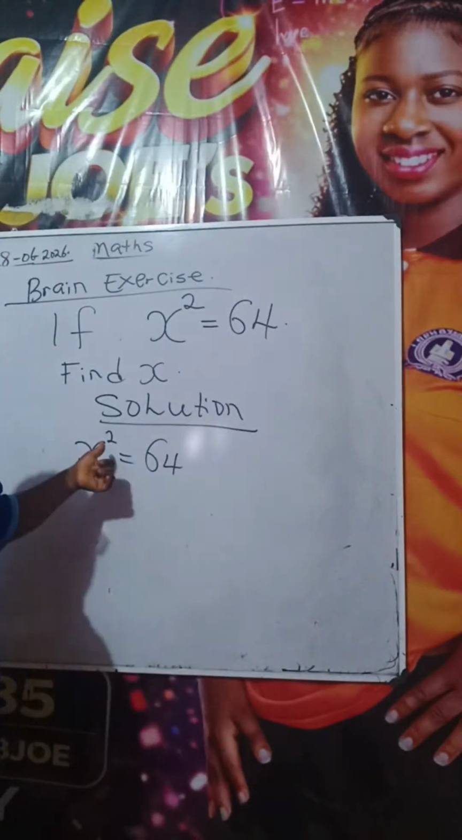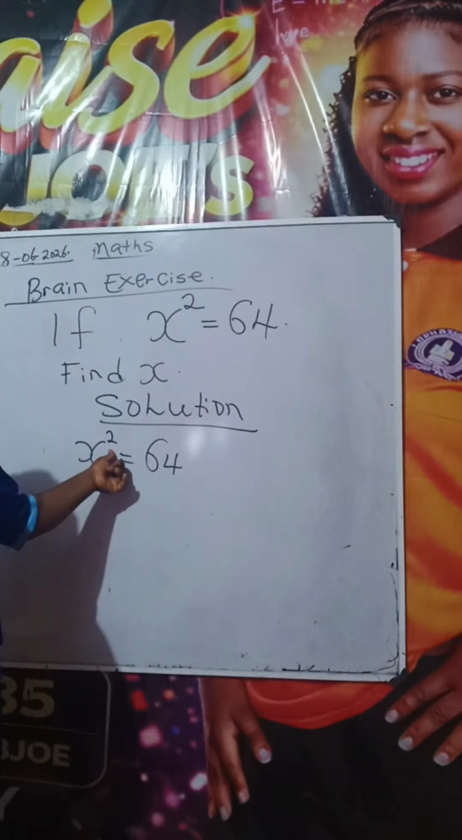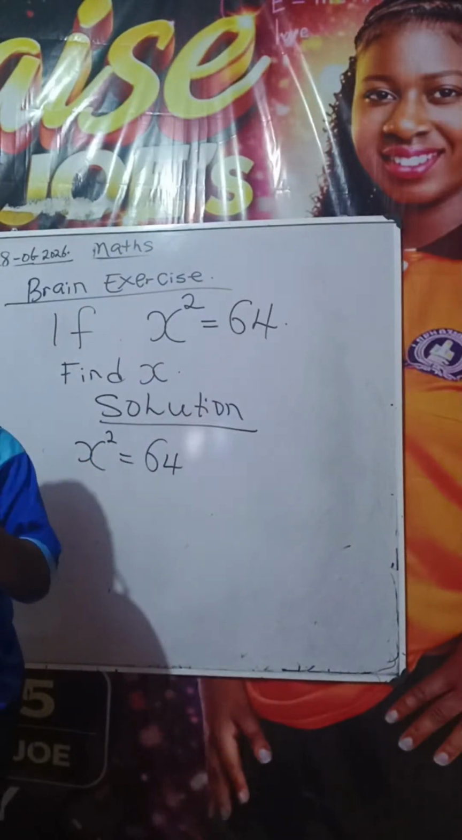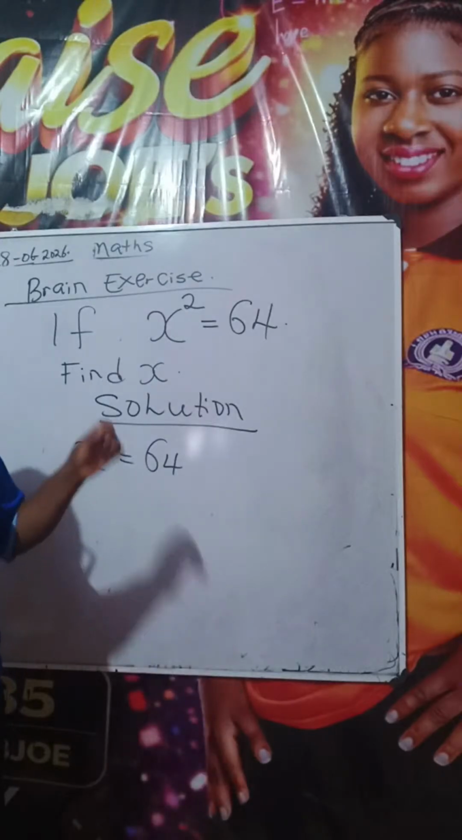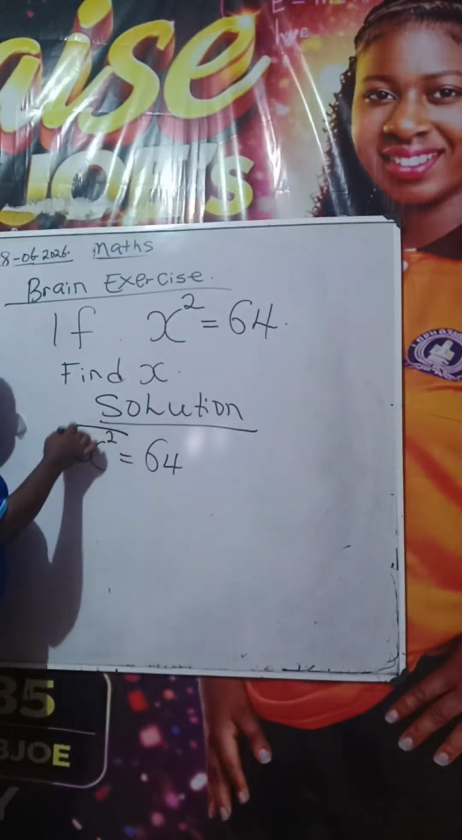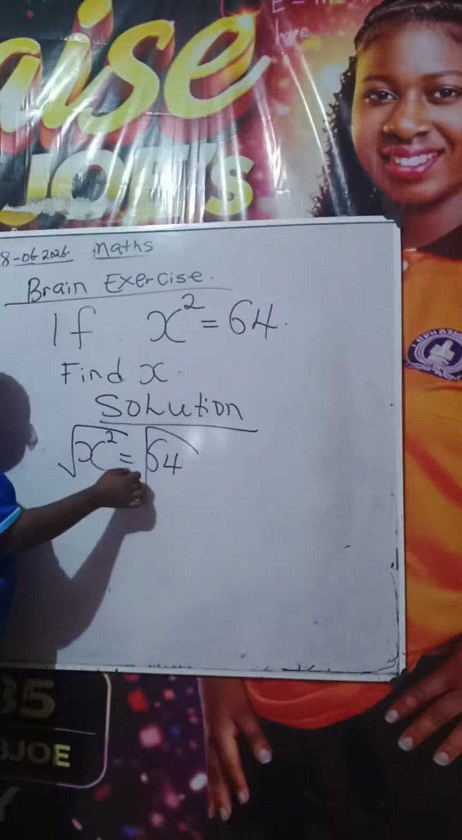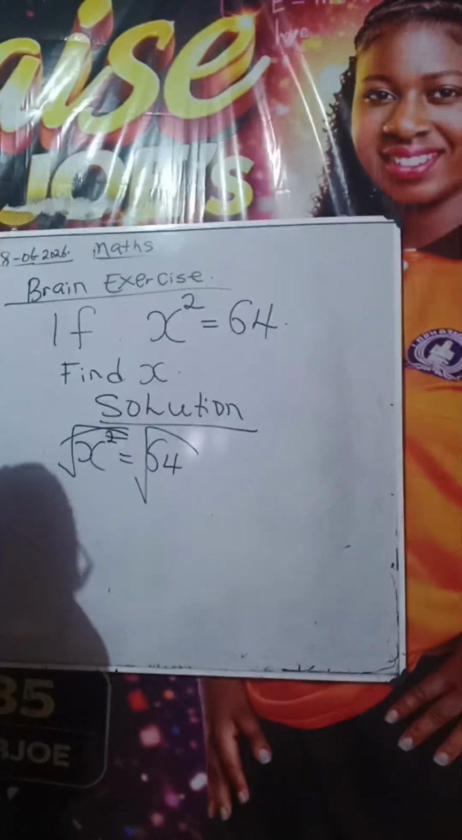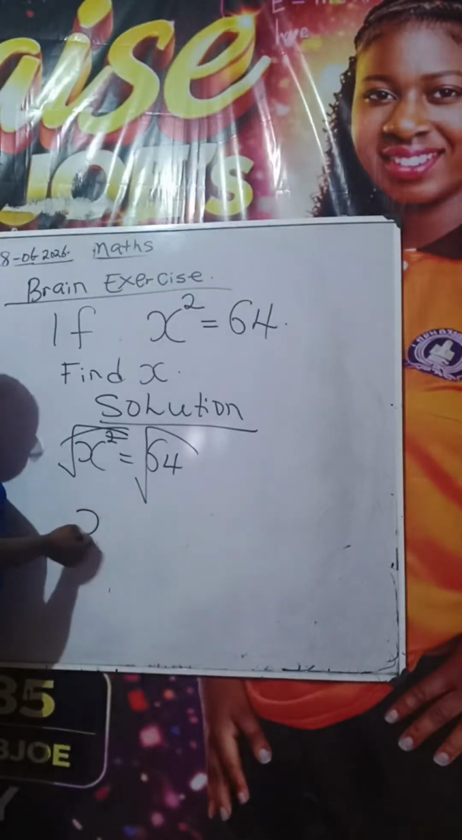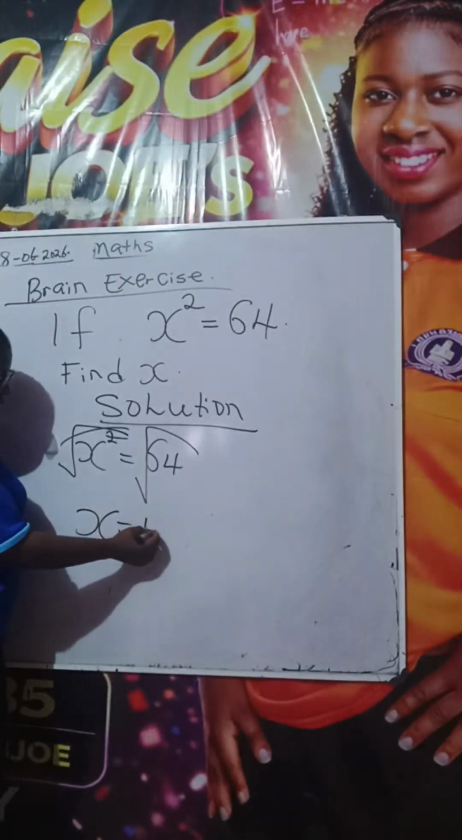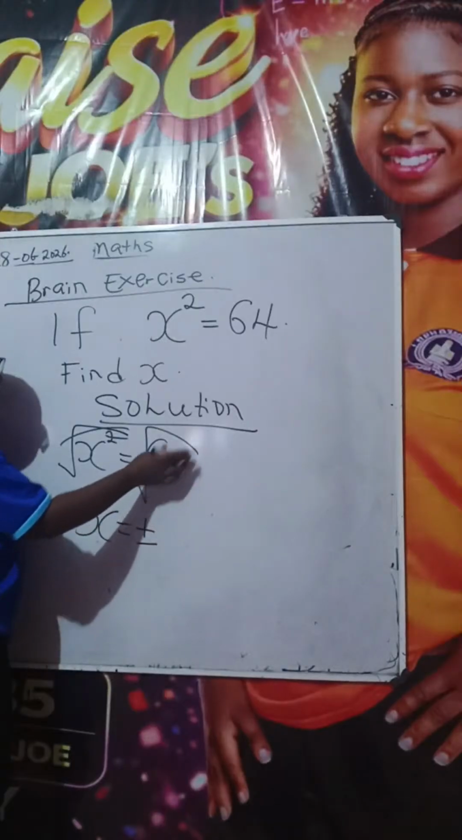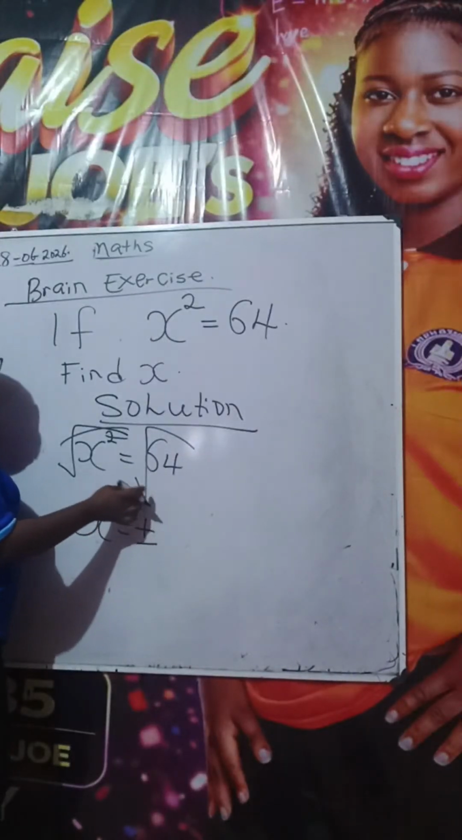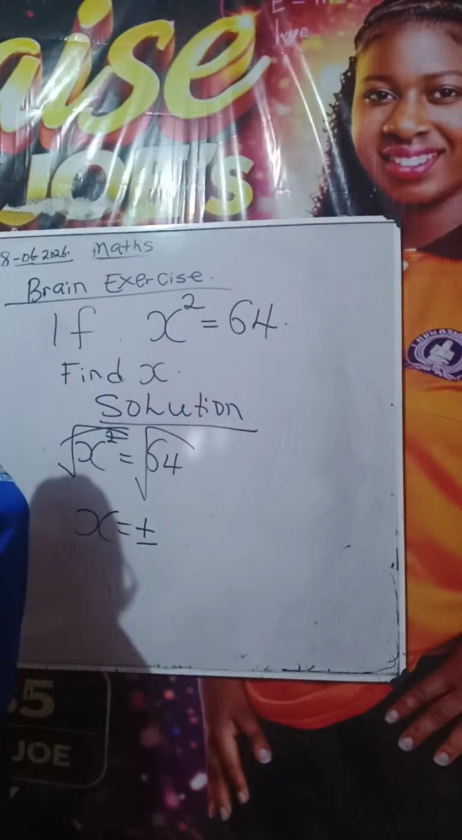So for me to remove that square, all I need to do is to take the square root of both sides. So we are taking the square root of both sides. This square is removed. And when you take the square root of both sides, it's going to be x equals plus or minus the square root of 64. So the square root of 64 will give us how many?